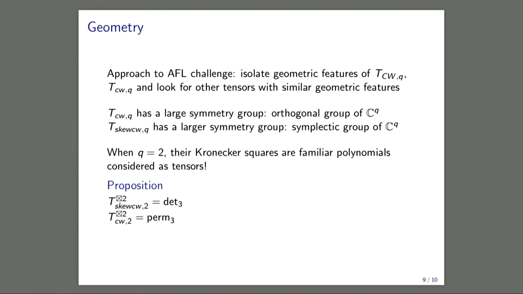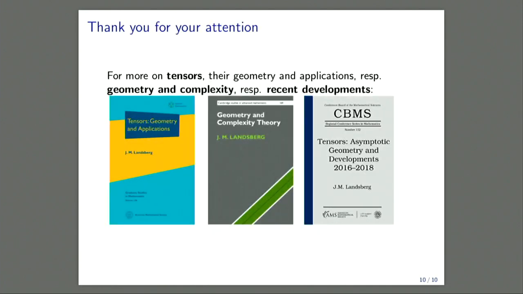Now, I have to get back to the beginning of the talk. For both the skew Coppersmith-Vinograd tensor and the standard one, when you square them, you get something you knew from the get-go, very familiar polynomials, which we consider as tensors, that I started the talk with. That also opens up new paths to studying both of these tensors. I thank you for your attention.